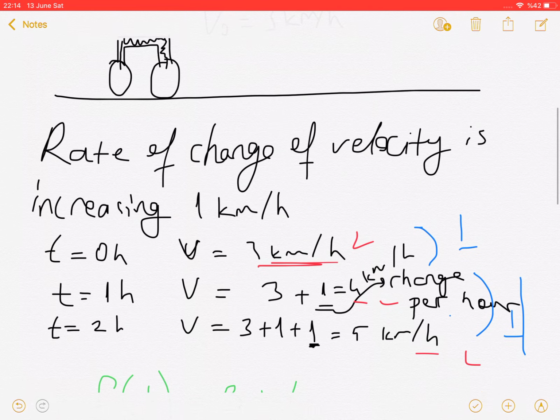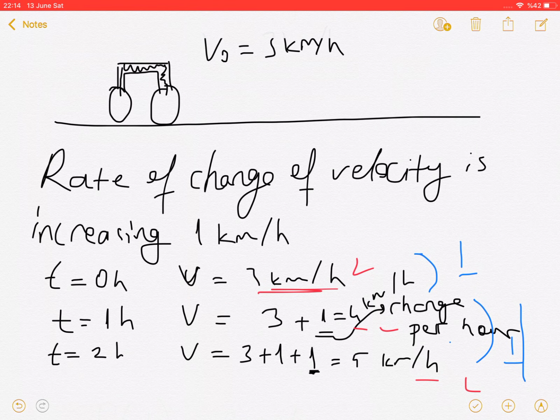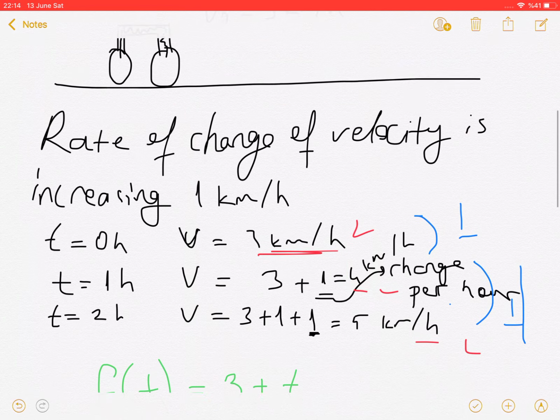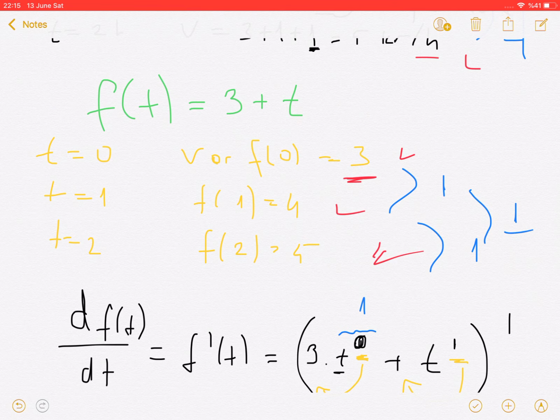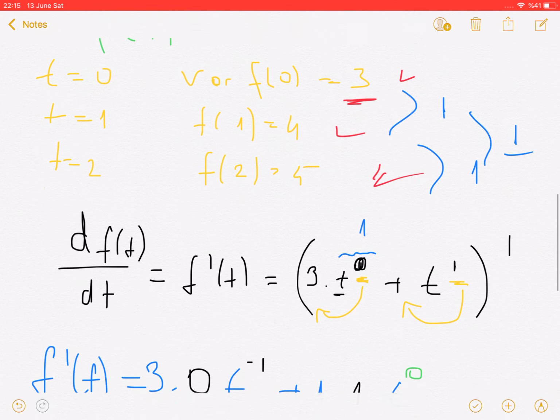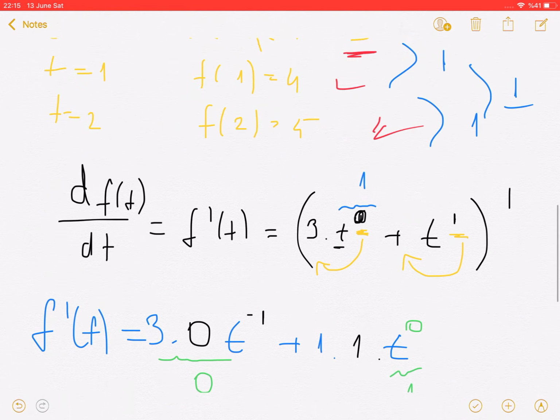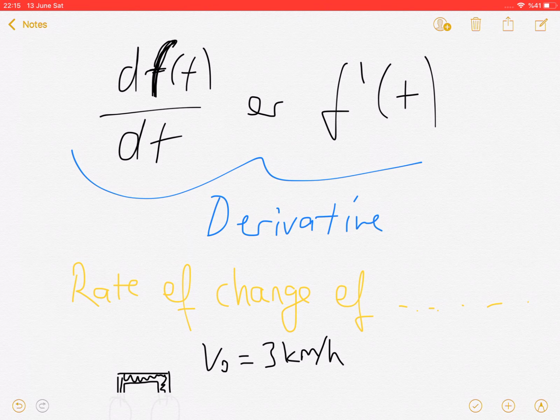So the rate of change of this function is 1. Does it make sense with our car example? The rate of change of velocity is increasing by 1 kilometer per hour. I'm looking at the function 3 plus t, and the rate of change of this function is 1. It's a baby step. You should think, but after this lecture, you should understand the derivative. These notations mean the rate of change of something. And with a concrete example, in daily life, you can imagine the rate of change of something.